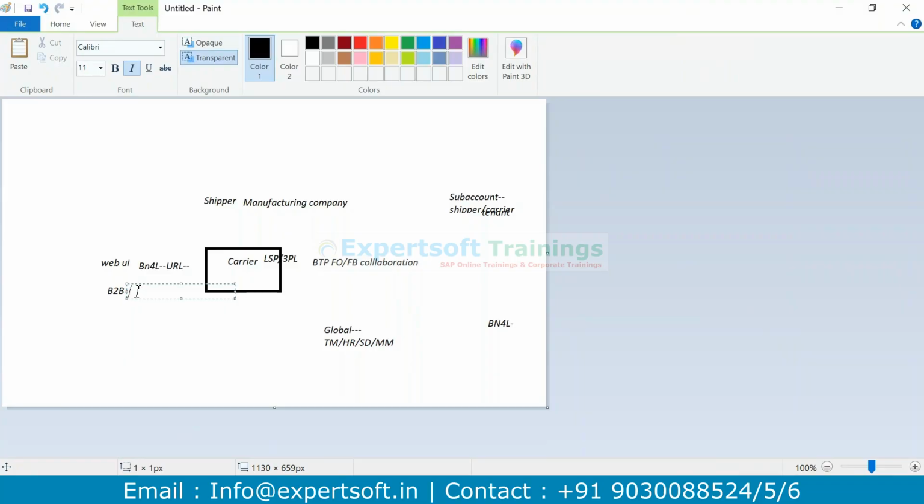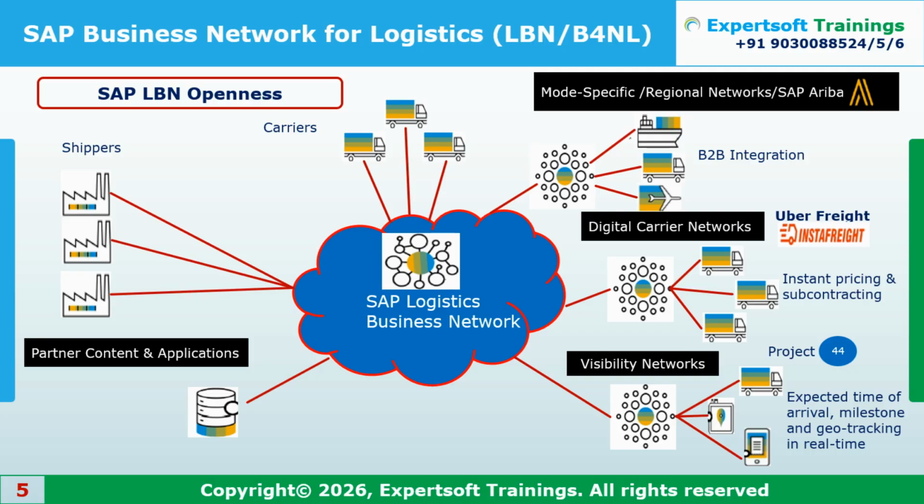This is B2B communication: when the shipper has the freight order or freight booking created in their TM system, it will directly send the freight order to the carrier system. Let's say you have DHL. DHL, it is a BN4L implementation, like Kuehne Nagel and all these carriers. So as an example, think of this carrier as Kuehne Nagel.